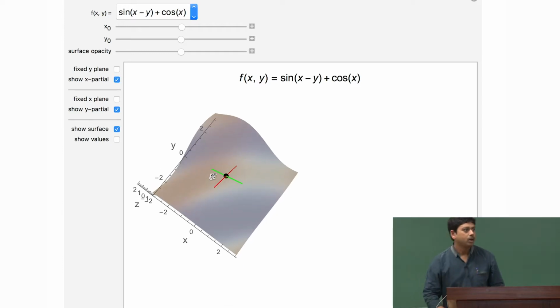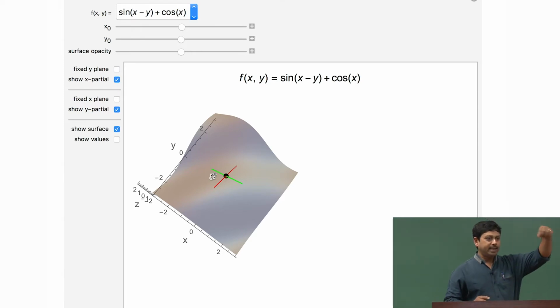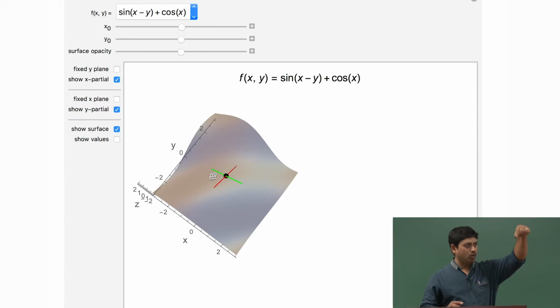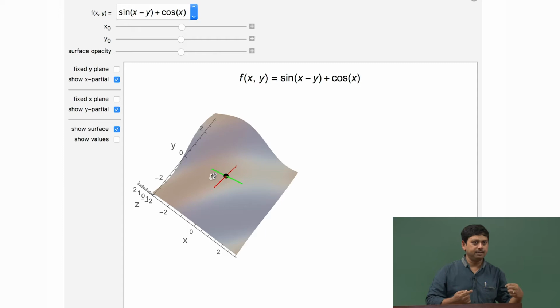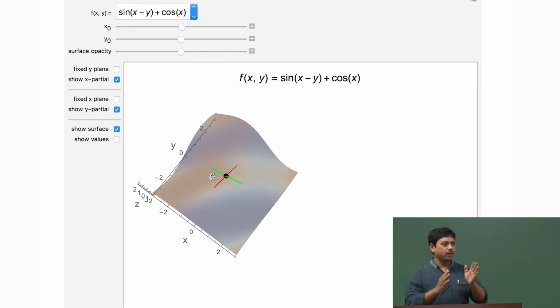You see. So, at that point, for that particular value of y0, you are looking at how it changes along x. That slope is going to give you the partial derivative. So, ideally these slopes can be different in different directions.